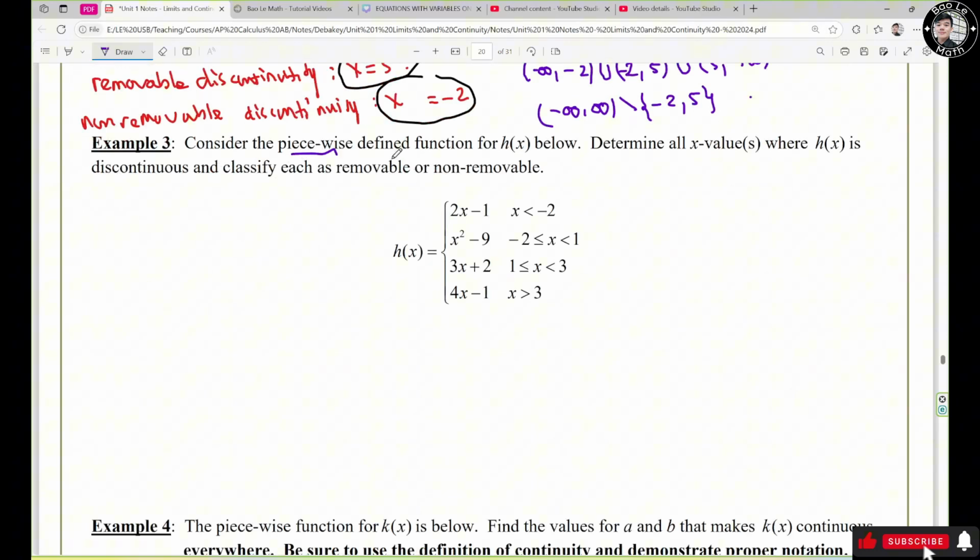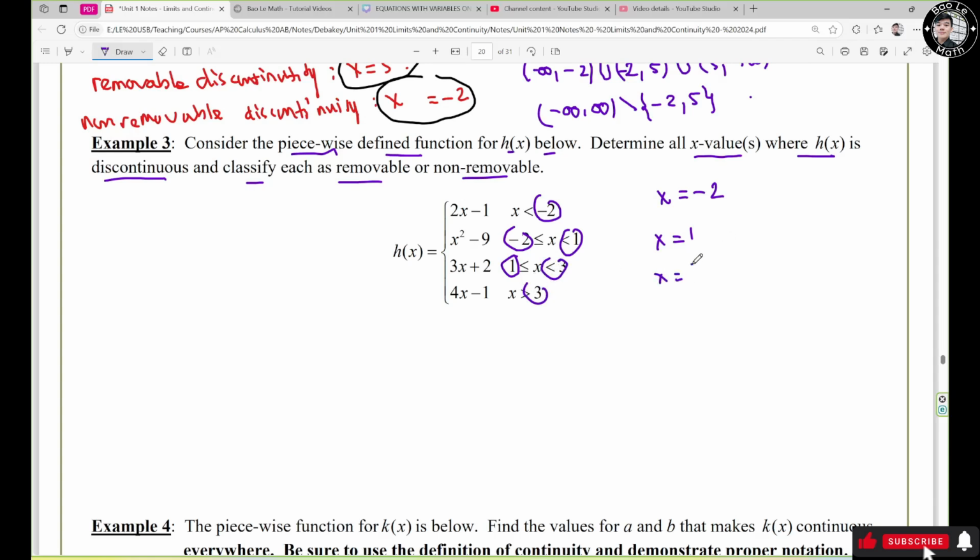Consider the piecewise defined function for h of s below. Determine all s values where h of s is discontinuous and classify each as removable or non-removable. Alright. Now you need to find the candidate of discontinuity points. The first one is going to be -2, right? So I have s equal -2. The second one is going to be 1 right here, right? S equals 1. And the third one, 3 right here, right?